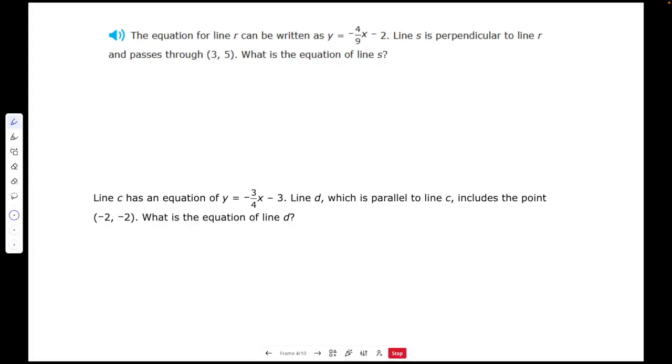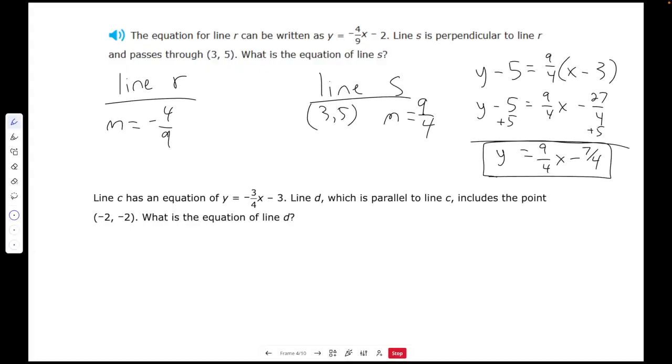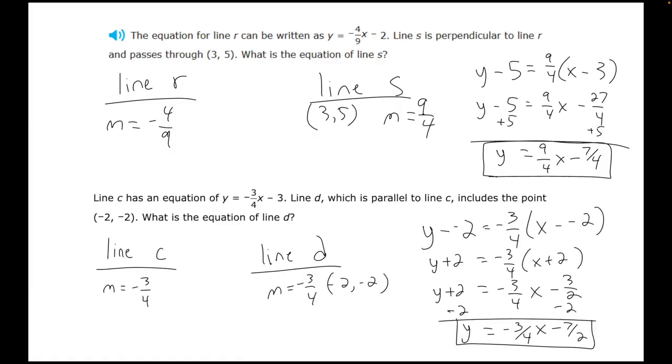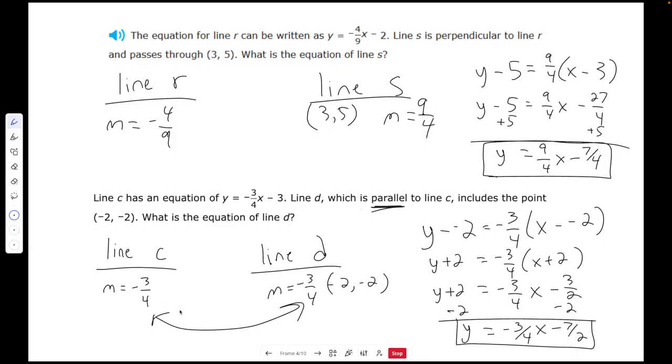Okay, now that you've had time to work these problems, let's check your solutions. For the first problem, here is the work, and you should have ended up with a final answer of y equals 9/4x minus 7/4. For the second problem, hopefully we noticed that they switched it on us and they said that they were parallel, which means they have the same slope. Same slope. And so your final answer should have been y equals -3/4 x minus 7/2.